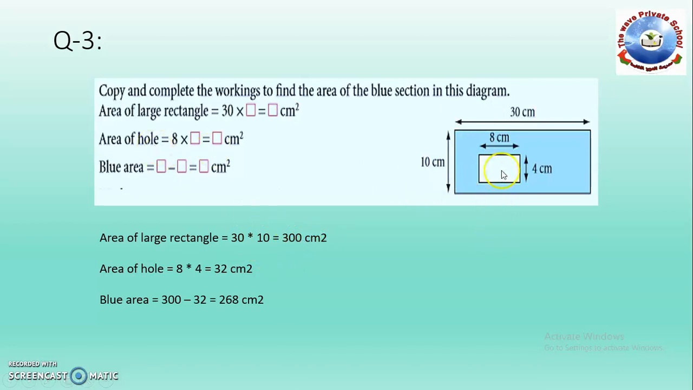Area of hole, this part is the hole, so multiply length into width, 8 centimeter multiplied by 4, it will be equal to 32 centimeters square. After that you will subtract these two values, then you can get the blue area. Blue area is 300 minus 32, then it will be equal to 268 centimeters square. When the hole is subtracted from the total large rectangle, then you can get the area of this blue section. So 300 minus 32 will be equal to 268 centimeters square.